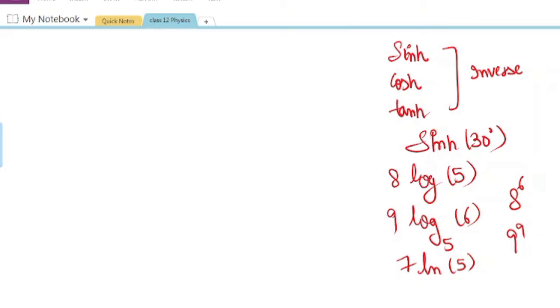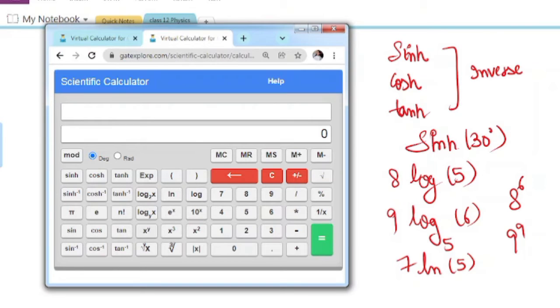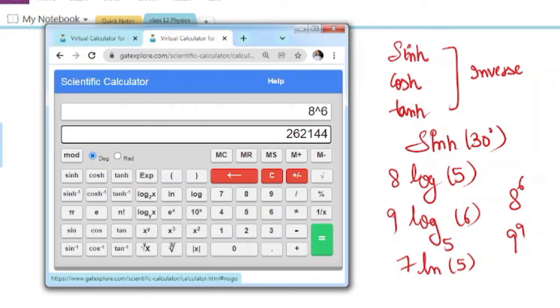So what key do you have to use? You have to use this key, x power y. First put the value. That means you want to calculate 8 power 6, just put 8 here, then this one, and then the power is 6. Equal, you get the value. If you want to calculate 9 power 9, just put 9 here, then this key, the x power y key, and then again put 9 to get the value of 9 power 9.